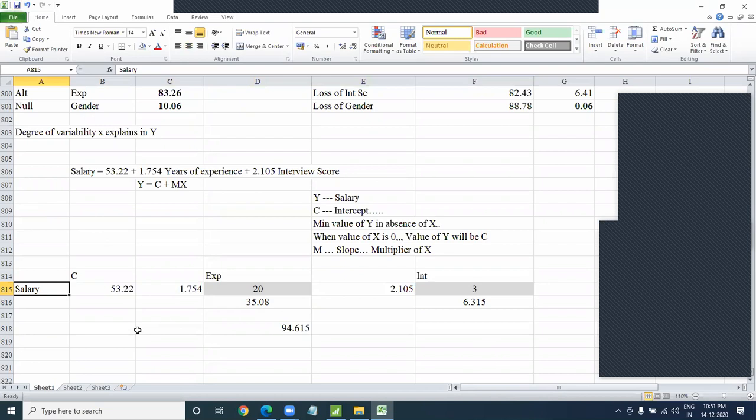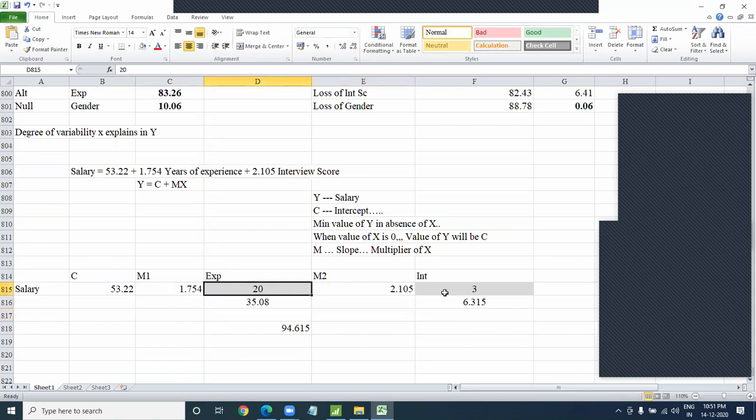Any questions out here? I hope we're clear. Where do we find the value of m? This is coming from the equation itself, Renzo. M is 1.754. This is M1, this is M2. No, this is coming from the data. As the data changes, this multiplier will also change. This is coming from the data.